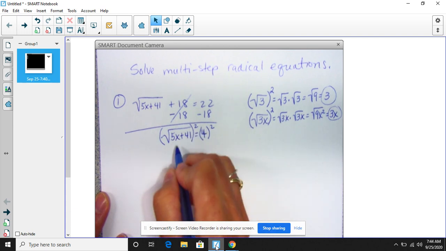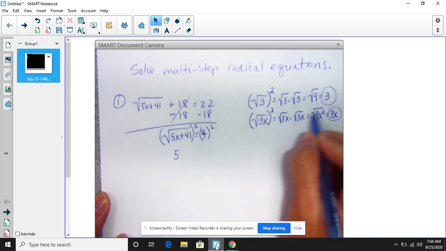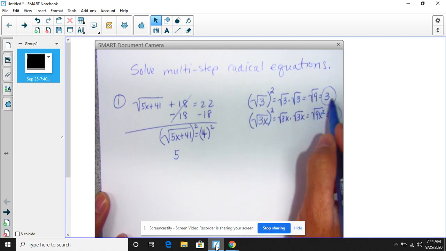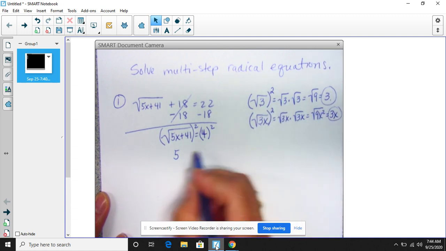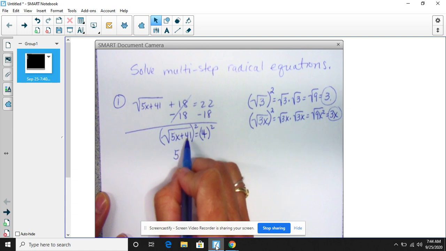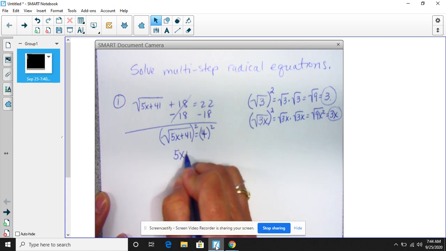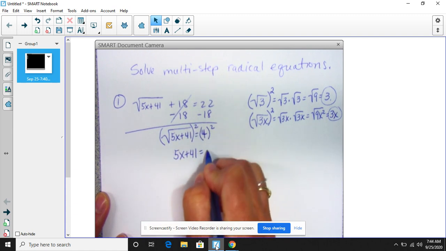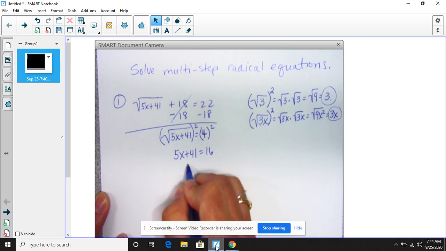So when I square this, it just brings this out, just like it did over here. The square root of 3 squared is 3. Square root of 3x squared is 3x. So the square root of 5x plus 41 squared is 5x plus 41. And that's equal to 16. And then we solve for x from there.